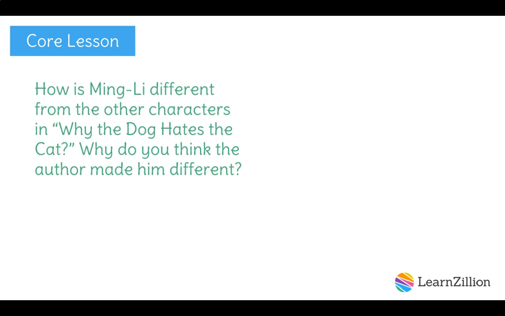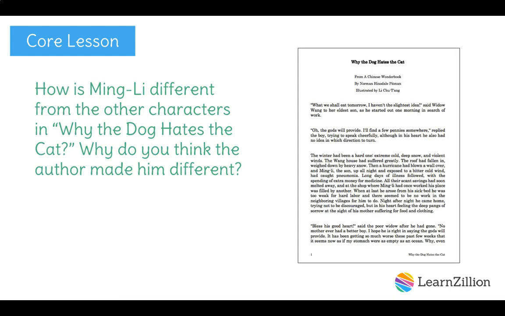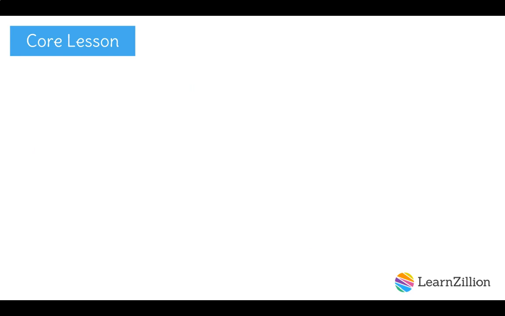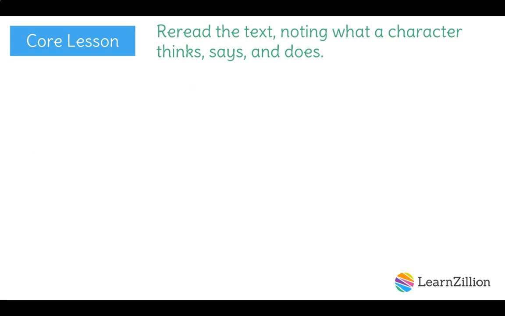So let's take one more look at our question. How is Mingley different from the other characters in Why the Dog Hates the Cat? Why do you think the author made him different? In order to do this, we're going to look at two key scenes in which Mingley participates, so we'll be jumping between the beginning and the middle of the text. Let's dive in. Reread the text, noting what a character thinks, says, and does.